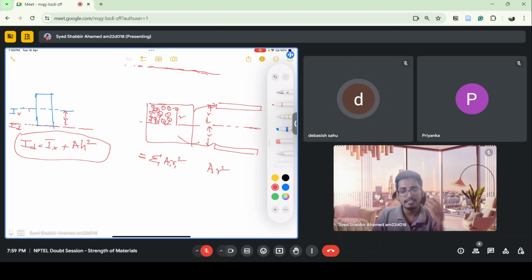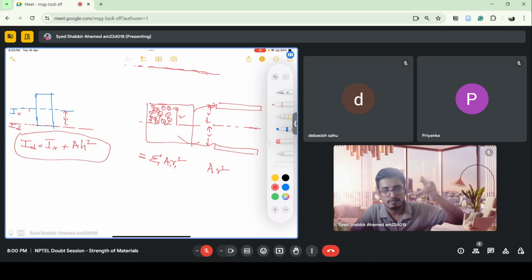See, what radius of gyration is simply saying is how much distance the material is present from the axis about which you are calculating the moment of inertia. If my radius of gyration is more, then it means that my material is more away from the axis which I am taking.